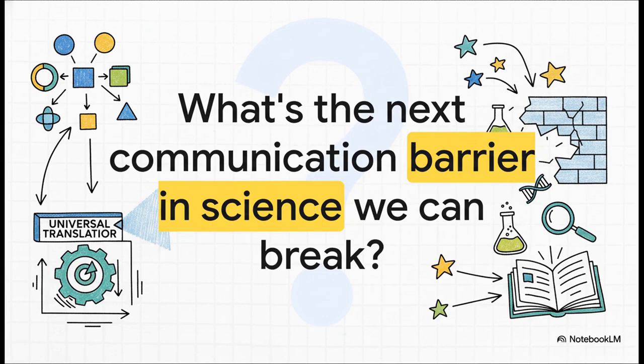When you really step back and look at it, what this technology does is solve a fundamental problem of communication. It gets different data systems to speak the same language fluently. It's a true universal translator for scientific units. And that leaves us with one final thought. Now that we've cracked this code, what's the next great communication barrier in science that we can break down using the same kind of thinking?